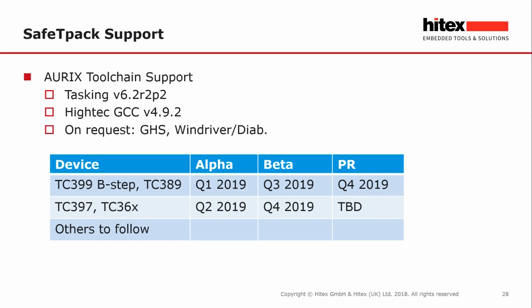So based on experience of the AURIX 2G so far, those kind of timescales should match most customer product developments. And then following up, we'll have the TC397 in the smaller package, and the TC36 as an alpha in Q2, beta Q4, and the production release to be decided, but will probably be early 2020. Other devices will follow, obviously, in accordance with the Infineon roadmap.